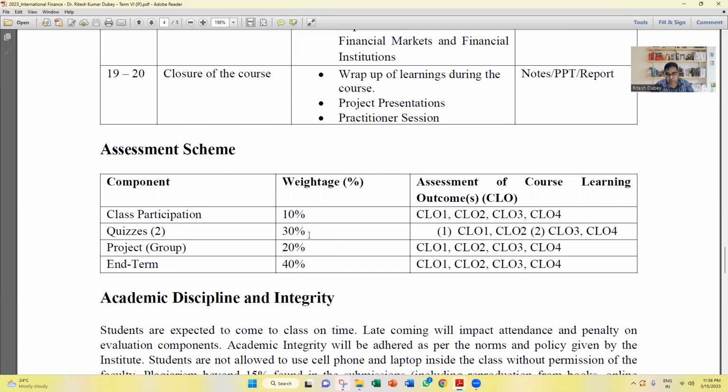And then there will be a project, and it will be a group project, so 20% weightage to the same, where as mentioned earlier, you will be representing one of the geographic regions, be it APAC, EMEA, Latin America division, and so on.